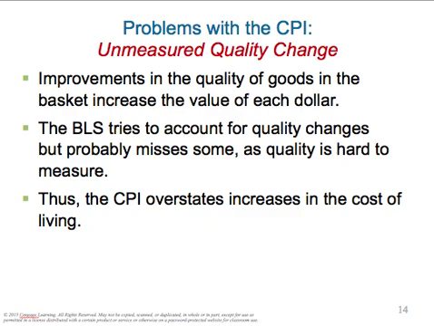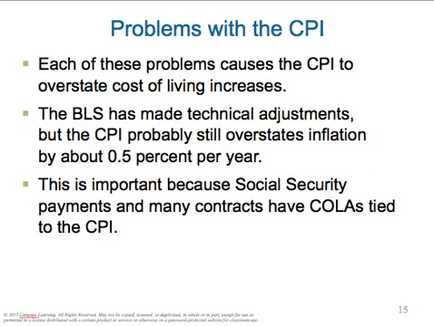Okay? So CPI tends to overshoot. Each of these problems causes CPI to overstate the cost of living increases. The Bureau of Labor Statistics has made technical adjustments, but CPI probably still overstates inflation by about 0.5% per year. So if they say it's 21%, perhaps it's more like 20.5%. This is important because Social Security payments in many contracts have cost of living adjustments tied to the CPI.